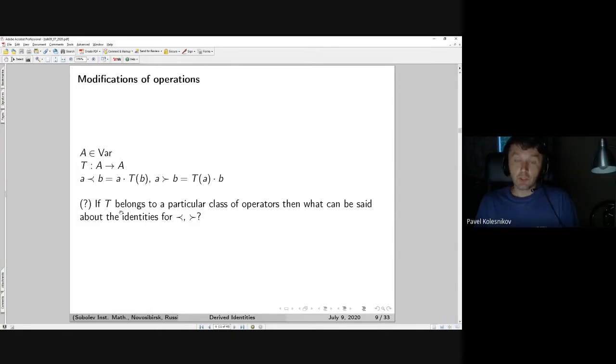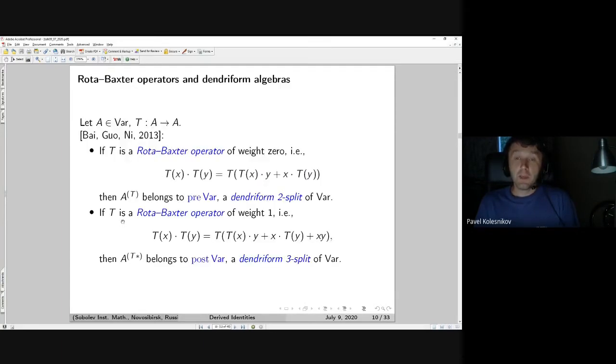There is a question. This question has an answer in a very famous case, namely, historically, it turns out that the very natural class of operators is called Rota-Baxter operators. If we restrict the family of operators to Rota-Baxter operators, then there is an answer. Let me recall the known results.